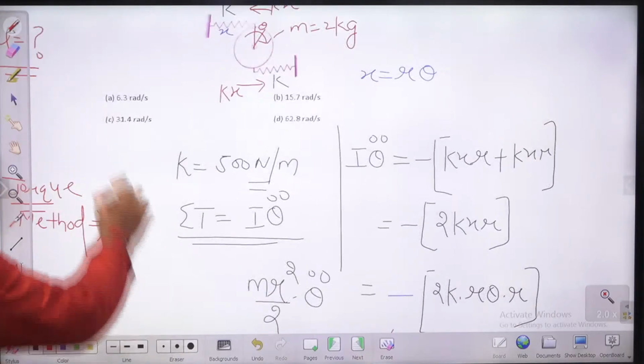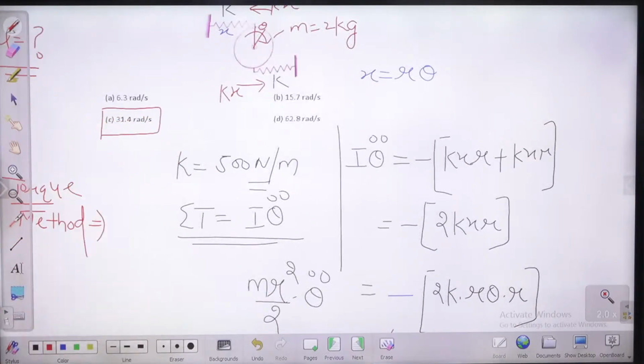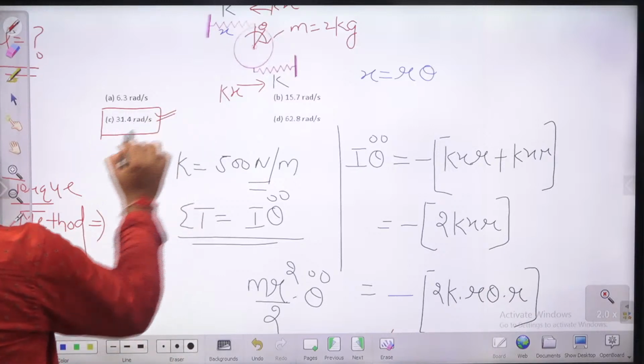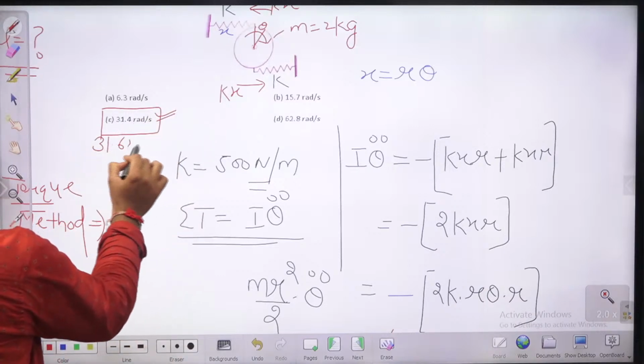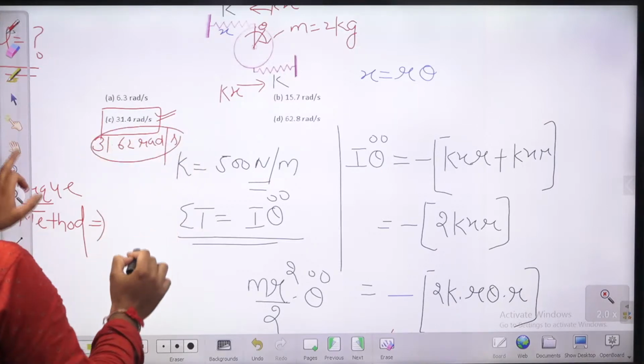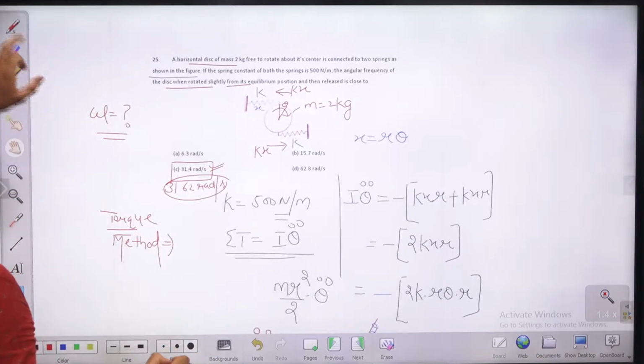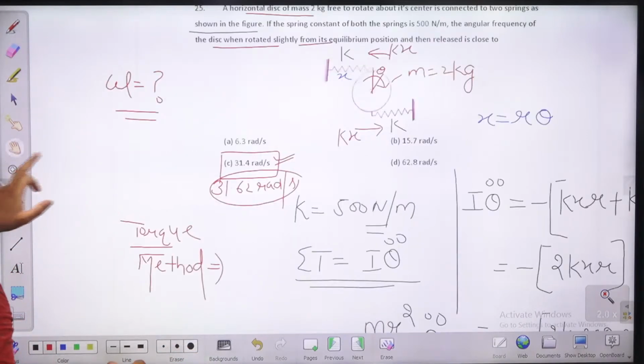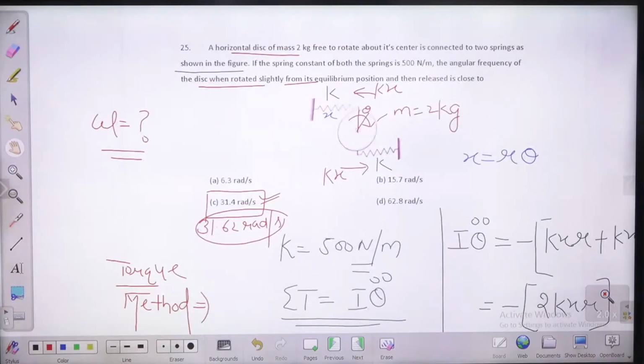So what will the answer be? C is the right answer, 31.4 radian per second, close to this. If you are getting an answer close to this, such as 31.62 radian per second, this is also right. So it asked for an approximate answer: the approximated natural frequency for this case.